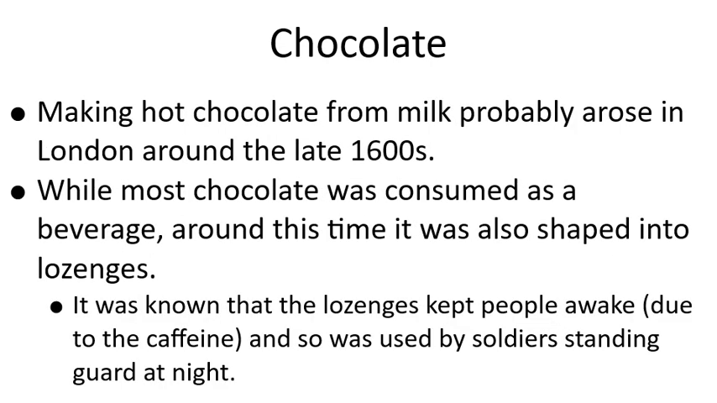The consumption of cacao slowly began to be more popular, but it was still largely for the wealthy. Making hot chocolate using milk likely arose in the late 1600s in London. Around this time, the cacao powder was also shaped into lozenges to slowly suck upon, similar to how you might use a cough lozenge today. The caffeine in the lozenge would help keep people awake, and so it became more common for soldiers to use while standing guard at night.